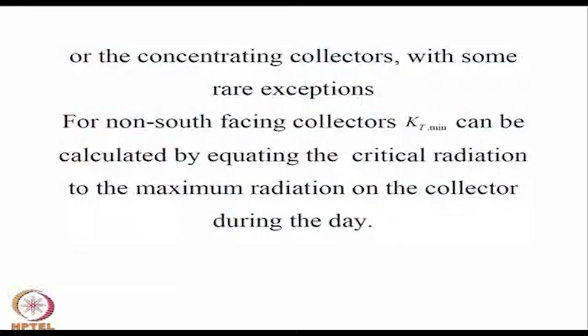Concentrating collectors, by the way, most of the time are symmetric and the maximum occurs at the solar noontime only, except in the third mode of tracking, where the radiation at noontime may be lower than at some other time, because of that becoming almost a horizontal aperture at the noontime. So, we identify this KT min.